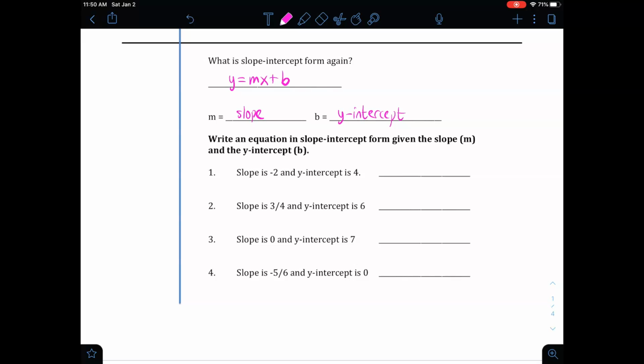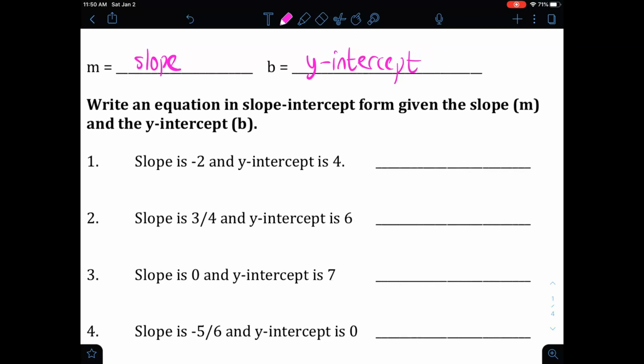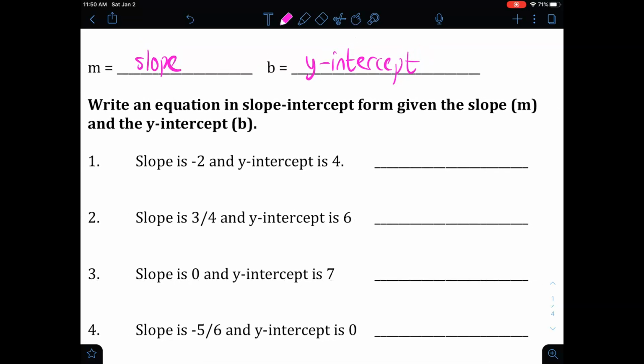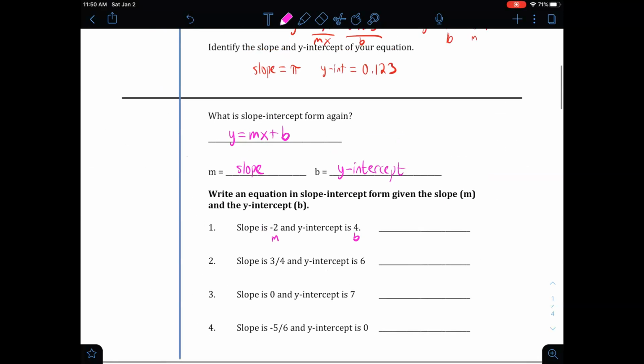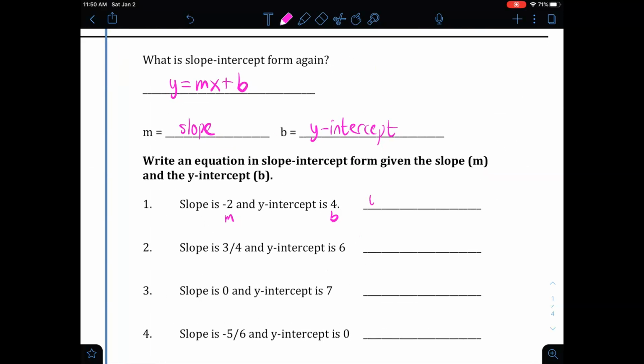So it says, write an equation in slope-intercept form given the m, the slope, and the y-intercept. Let's do the first one together, and you guys will try a couple on your own. So, number one says slope is -2 and y-intercept is 4. Well, this is our m. This is our b. We're plugging into y equals mx plus b, so it's literally going to be y equals -2x plus 4. All right, why don't you guys try the last few examples on your own, see how you do.